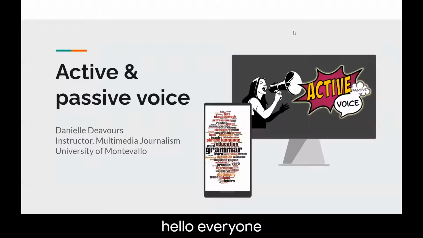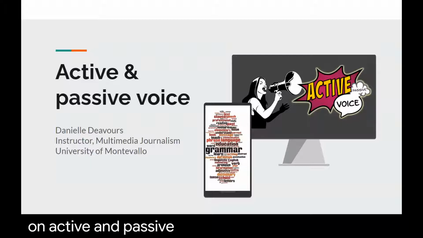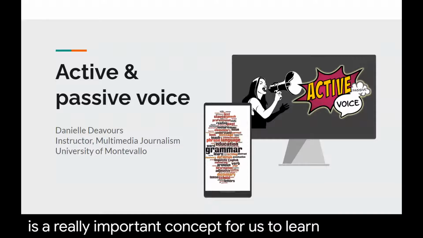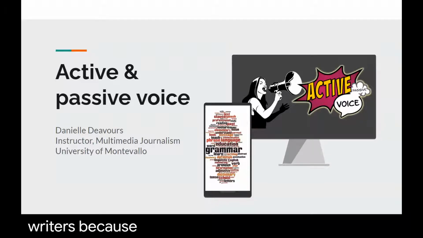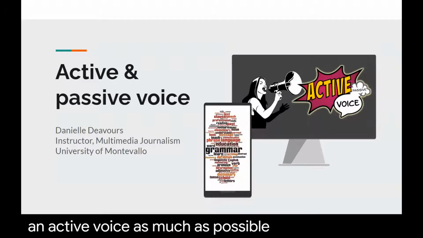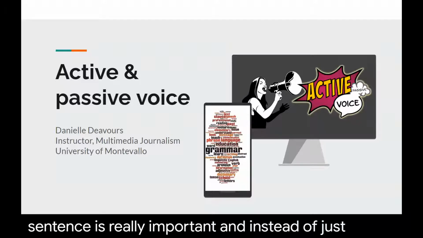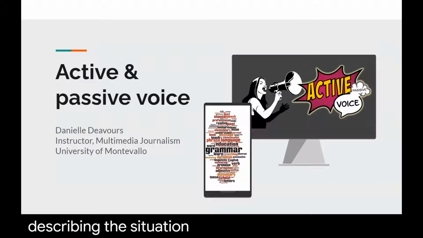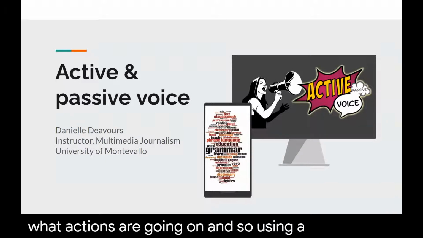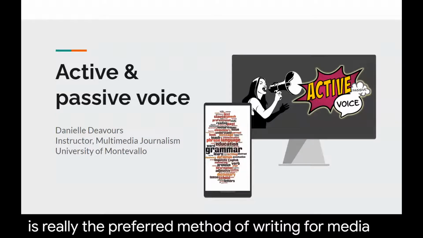Hello, everyone. This grammar lesson is going to focus on active and passive voice. Active and passive voice is a really important concept for us to learn as media writers, because we should be writing in active voice as much as possible. Action within a sentence is really important, and instead of just describing the situation, it's more important to show what actions are going on. Using active voice is really the preferred method of writing for media professionals.